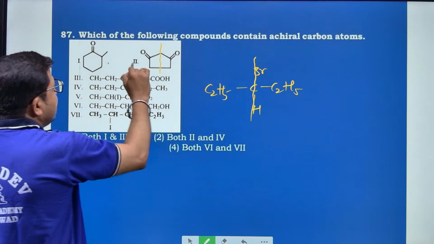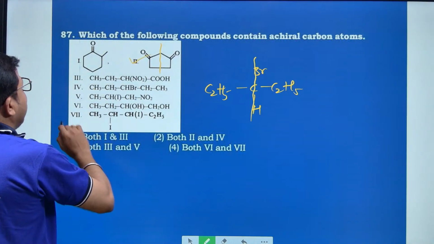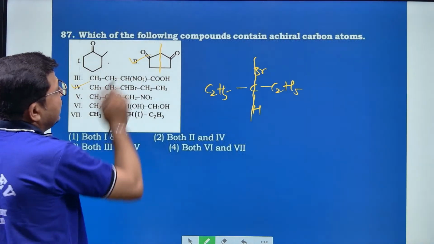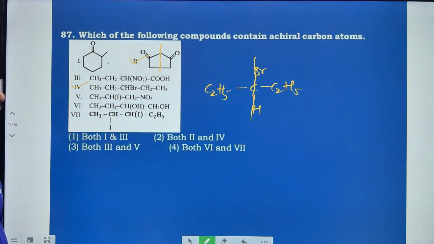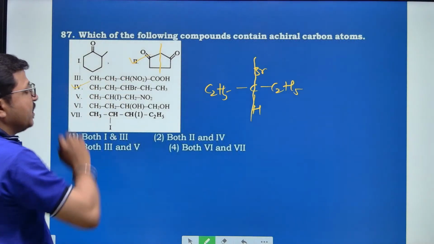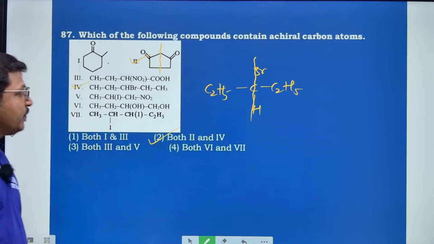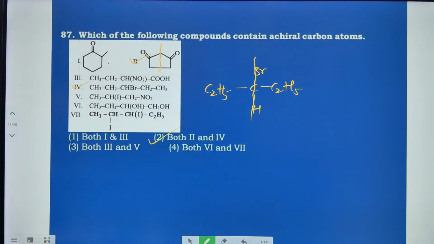Hence compound 2 and compound 4 are having a plane of symmetry. If there is a plane of symmetry, then the carbon is called an achiral carbon. Hence option 2 and option 4 are the right answer. Therefore, the right option is option number 2.